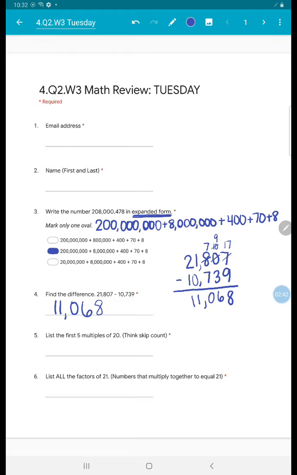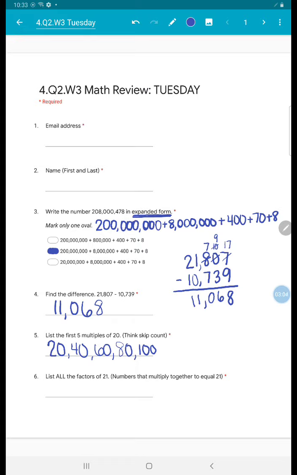Number 5 asks you to list the first 5 multiples of 20. So I'm going to skip count by 20s. So 20, 40, 60, 80, 100.